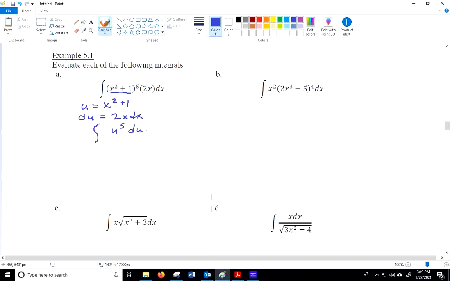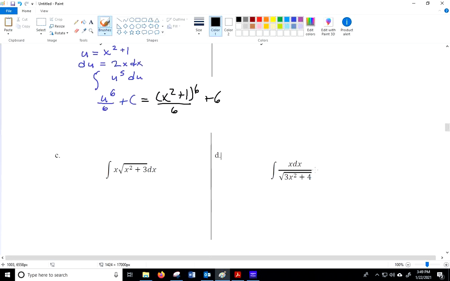Now that I have it in this form, I can use my integration formulas. And you'll remember, our integration formulas are usually written in terms of u, and this is kind of why. So this is u to the sixth over 6 plus c. But I can't leave the answer that way. I need to replace the u with what u is: (x squared plus 1) to the sixth over 6 plus c.